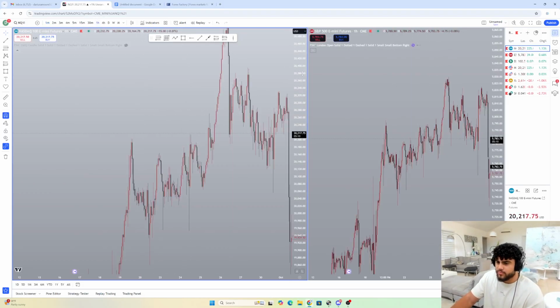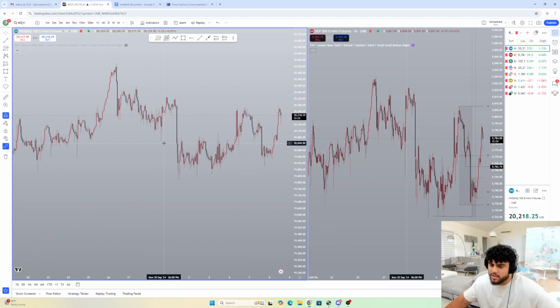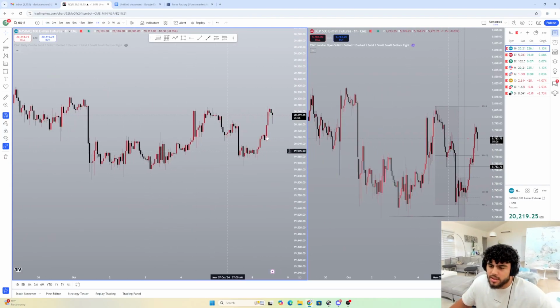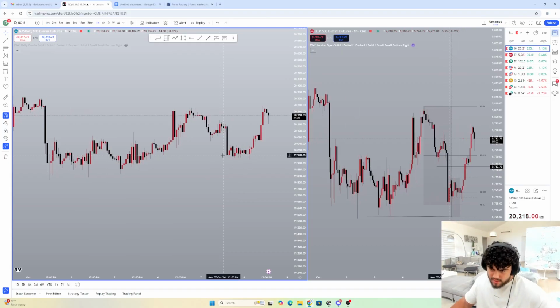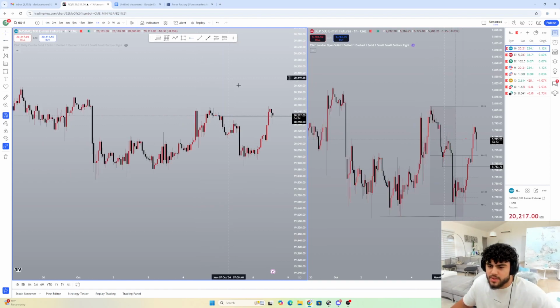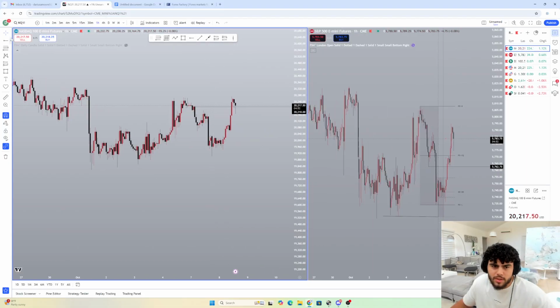Alright. So that was Tuesday. Let's go Monday. I know Monday was really choppy, as expected, though. So let's identify midnight open real quick just to make it easy. First things first, we identify draws on liquidity. Where's market open?